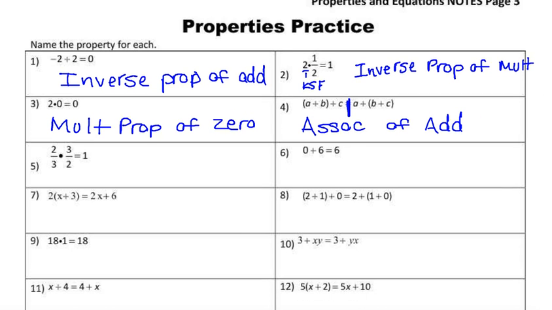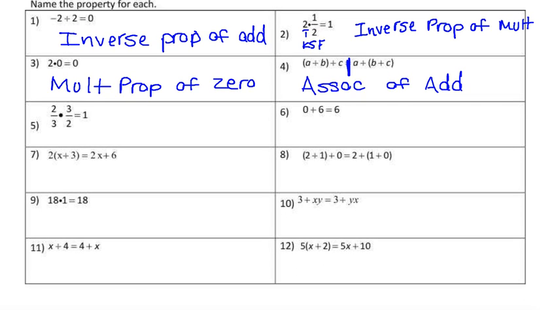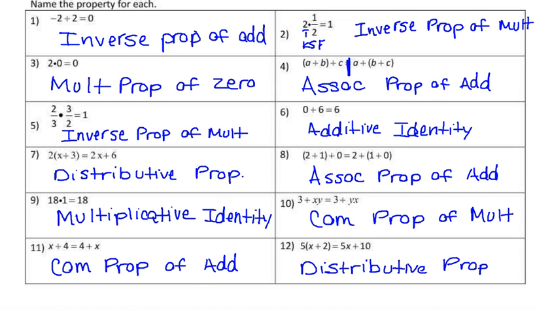So it's associative of add. So what I want you to do is use your notes to help you with problems 5 through 12. When you're ready, unpause the video and we will give you the answers. So here are all of your answers for 5 through 12.